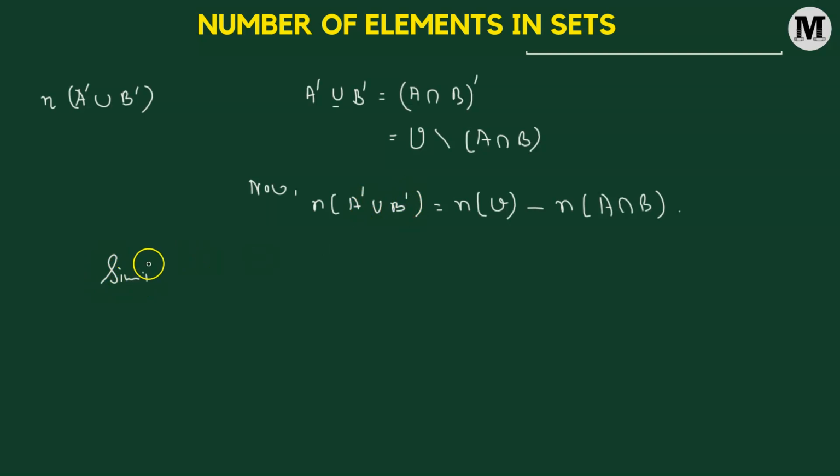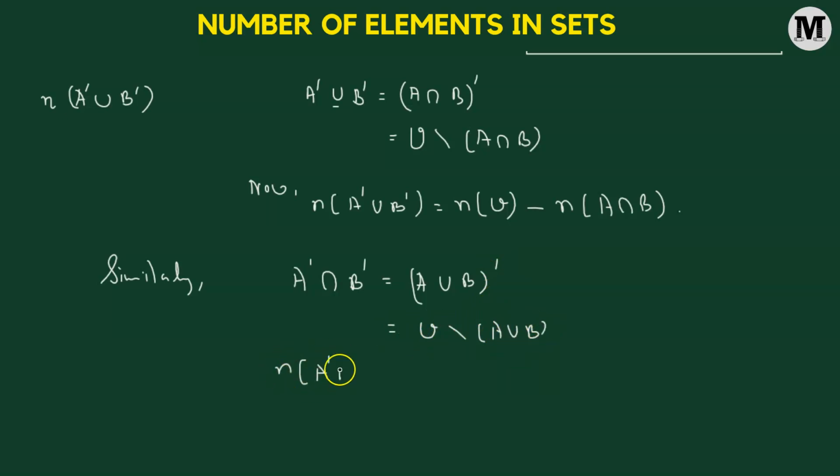Similarly, we can also define for A complement intersection B complement. So that's going to be what? So that's going to be A union B using De Morgan's law. We have A union B and its complement, and simply the universal set minus A union B, which means that the total number of elements in A complement intersection B complement, that's going to be the total number of elements in the universal set minus the total number of elements in A union B.